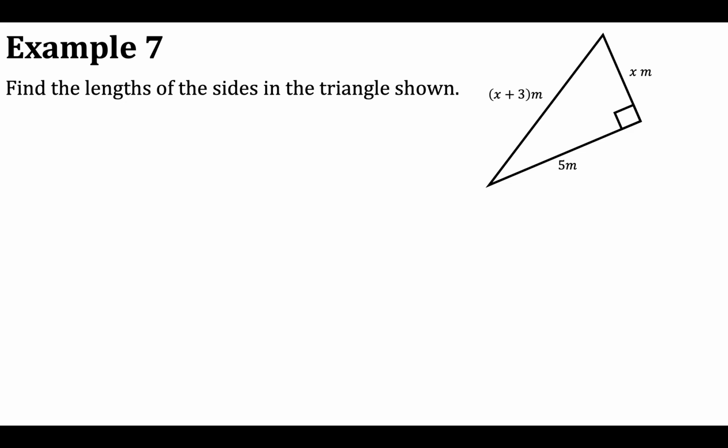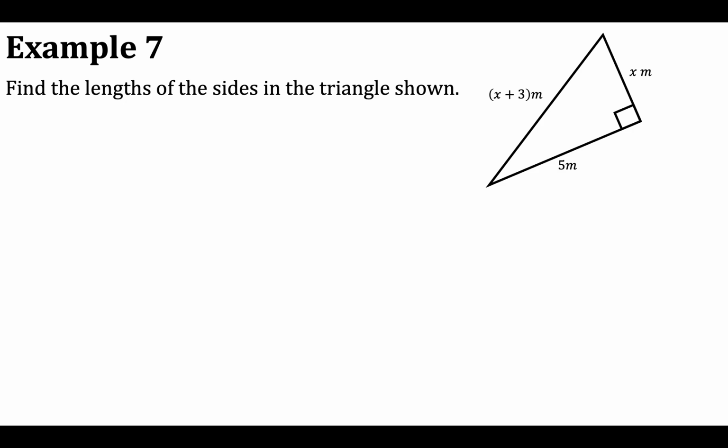So example 7. Find the lengths of the sides in the triangle shown. So we can see here that we've got a right angle triangle and we've got lengths x plus 3 metres, x metres and 5 metres. Now, like I said, this is going to be an example using Pythagoras' theorem, and you would know that you had to use Pythagoras because you've got a right angle triangle here and you've got 3 lengths.